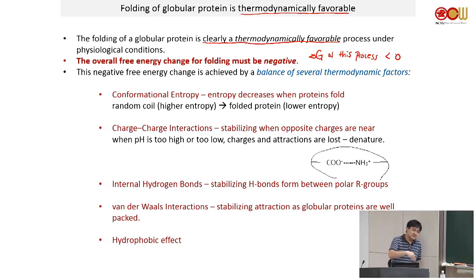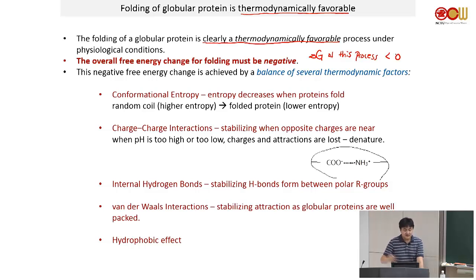If entropy goes down, delta G goes up or down? Delta G goes up, right? Delta G becomes more positive. So in terms of entropy, entropy does not favor protein folding per se. Now, we're going to see some other stuff.